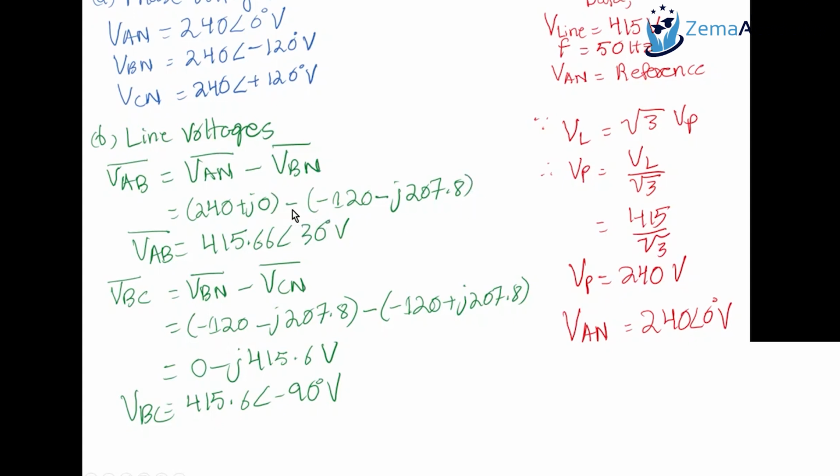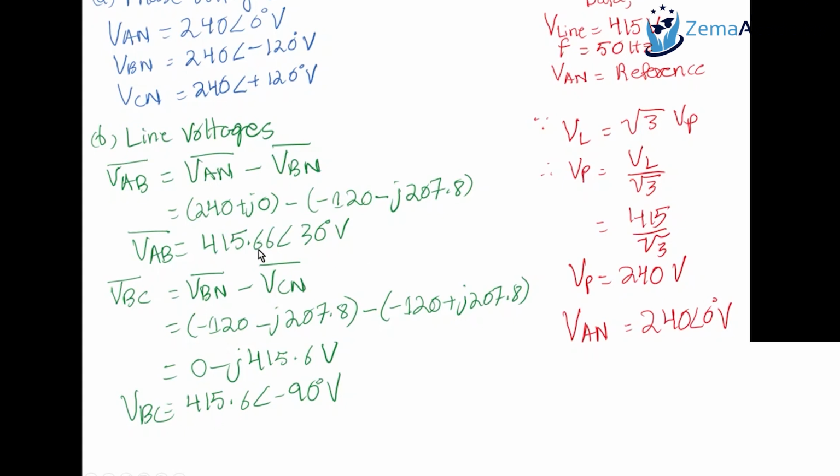So minus sign, and if you convert VBN into rectangular form, that would be minus 120 minus j207.8. If we do the addition and subtraction, it will give us the line voltage 415.66 angle of 30 degree volts.